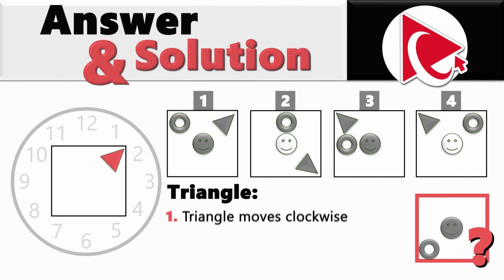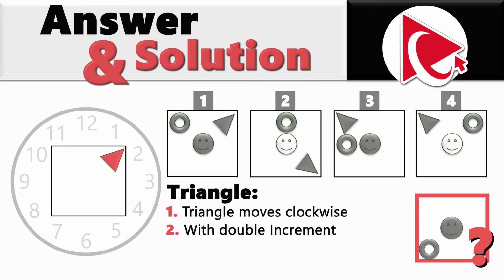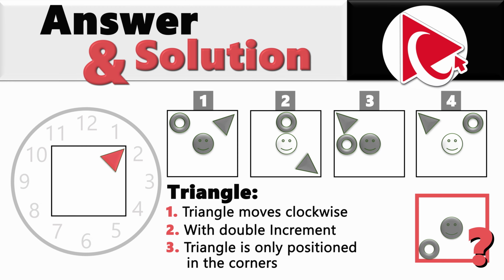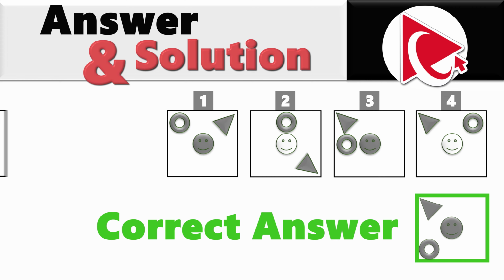So to solve this mystery and bring order into this disorderly situation, we need to look at the triangle. The triangle moves clockwise with the double increment. It's only positioned in the corners, and the increments are +1, where the triangle moves from 1 o'clock to 5 o'clock. The next increment is +2, where the triangle moves from 5 o'clock to 11 o'clock. Then +4, where the triangle, in fact, stays at 11 o'clock, because +4 means the full circle. And the next one would be +8. This is the final shape 5, where the triangle will also be in the same spot. Based on this, we can conclude the correct answer is choice A.